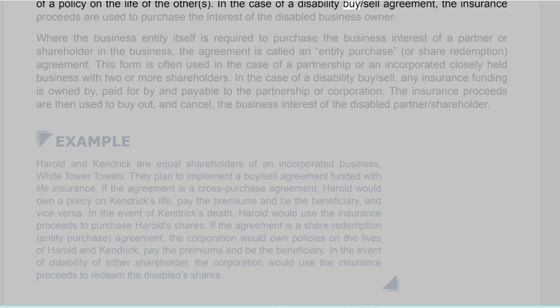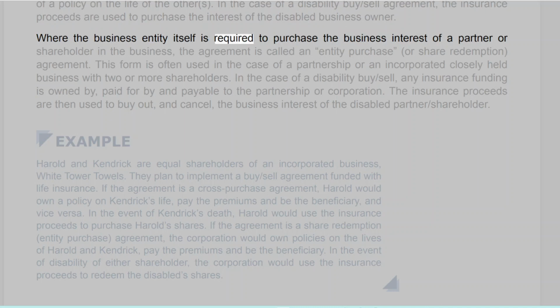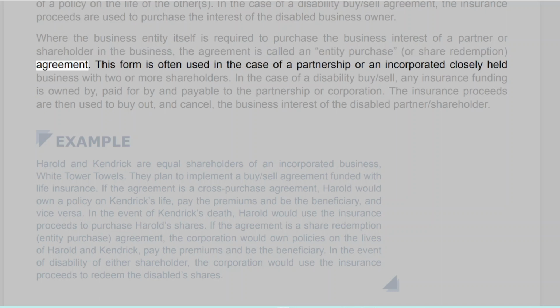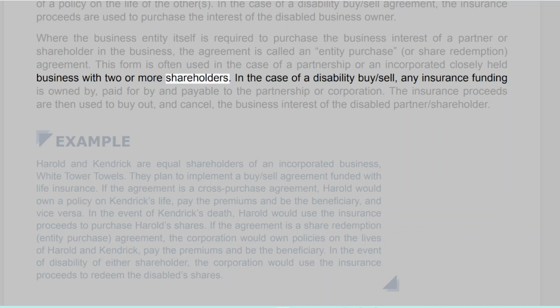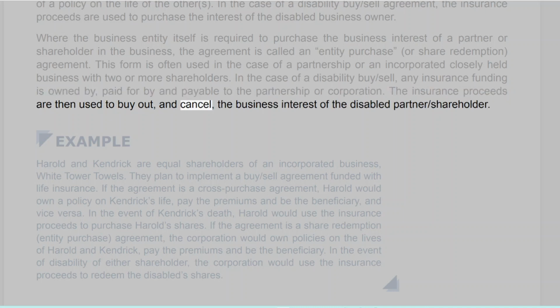In the case of a disability buy-sell agreement, the insurance proceeds are used to purchase the interest of the disabled business owner. Where the business entity itself is required to purchase the business interest of a partner or shareholder in the business, the agreement is called an entity purchase or share redemption agreement. This form is often used in the case of a partnership or an incorporated closely held business with two or more shareholders. In the case of a disability buy-sell, any insurance funding is owned by, paid for by and payable to the partnership or corporation. The insurance proceeds are then used to buy out and cancel the business interest of the disabled partner/shareholder.